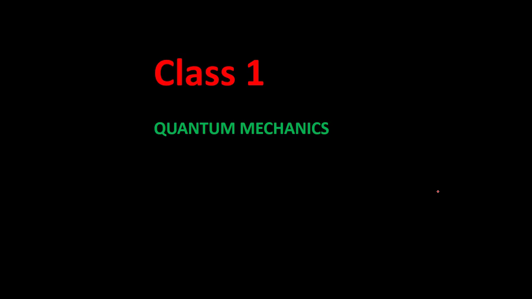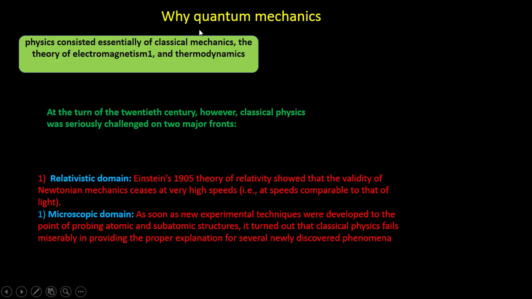So to go deep in this subject, quantum mechanics, we first need to know the history. What history? Why did quantum mechanics come forward? Because in the 19th century there was classical mechanics, magnetism. Physics consisted essentially of classical mechanics, the theory of electromagnetism and thermodynamics, which was satisfied, which was successful. Then why did quantum mechanics come forward?